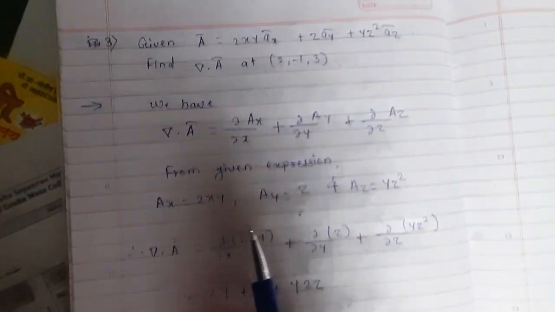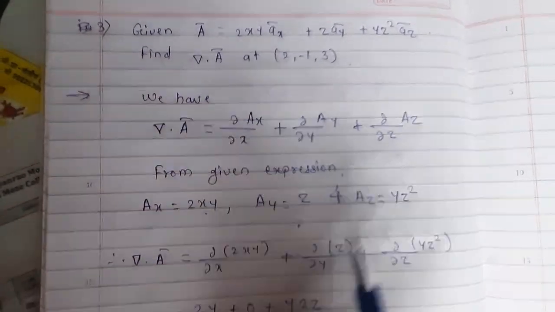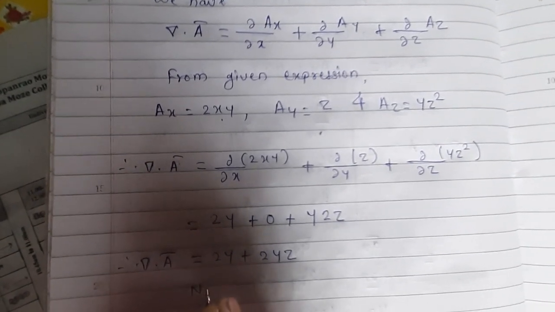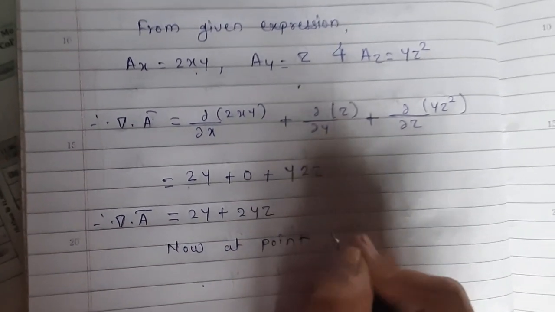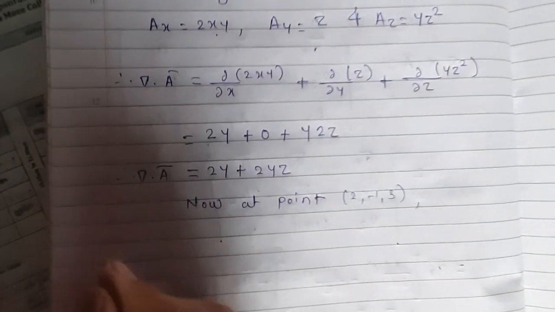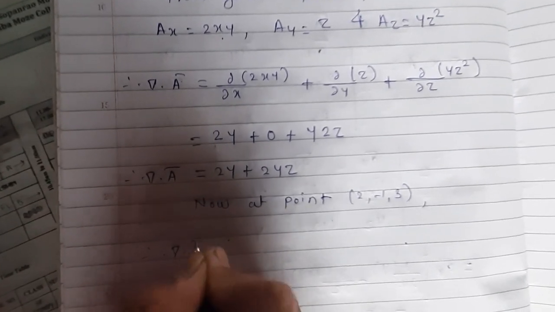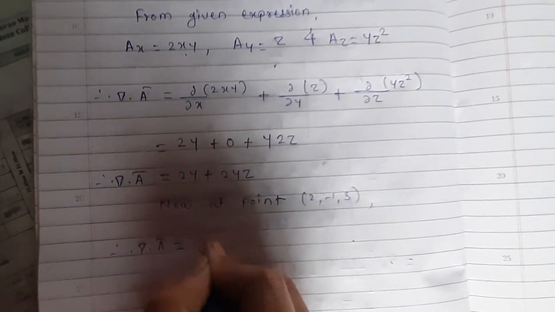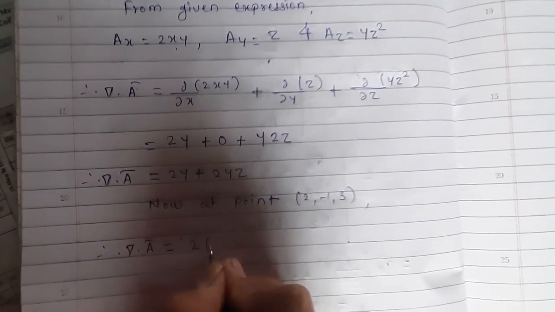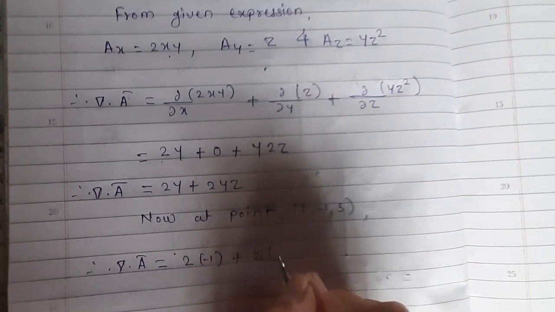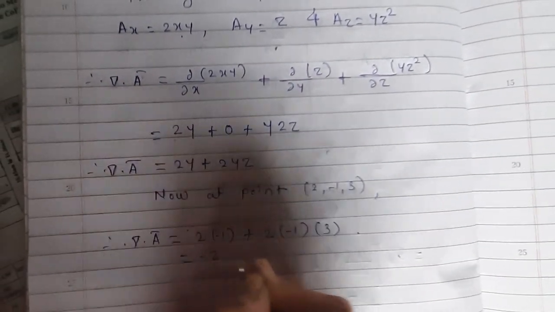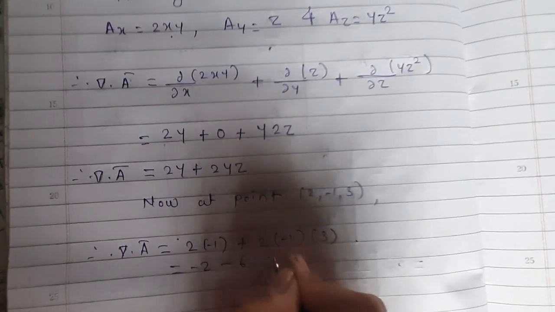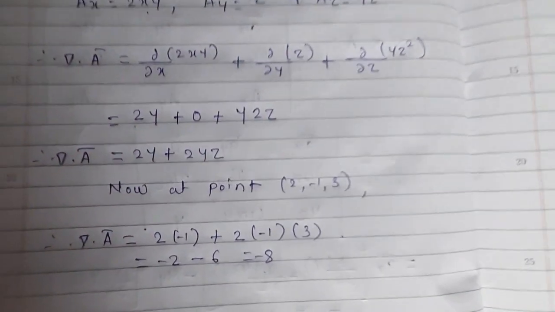Now the given point is 2, -1, 3, we have to find this value there. So at point 2, -1, 3, therefore delta dot a bar is equal to 2 into y is -1 plus 2 into y is -1, z is 3, so it is -2, it is -6, and it is -8. This is the answer. The next is find the gradient of function phi.